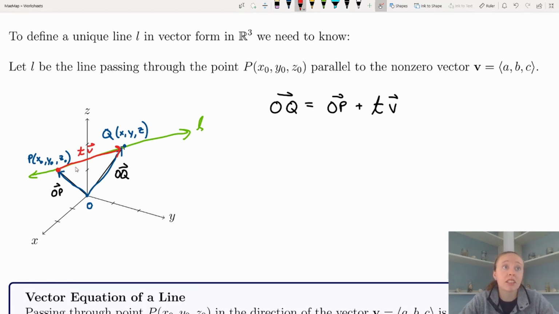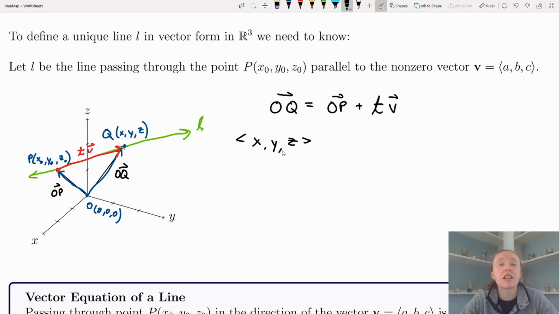So this is some vector v that's multiplied by a scalar t. So that's our vector equation of this line. And let's go ahead and break this up into components so we can see. So OQ is some vector, remember, head minus tail, where O was the origin, so the point 0, 0, 0. So if I did O to Q, that would be x, comma y, comma z, because I'd have x minus 0, comma y minus 0, comma z minus 0.